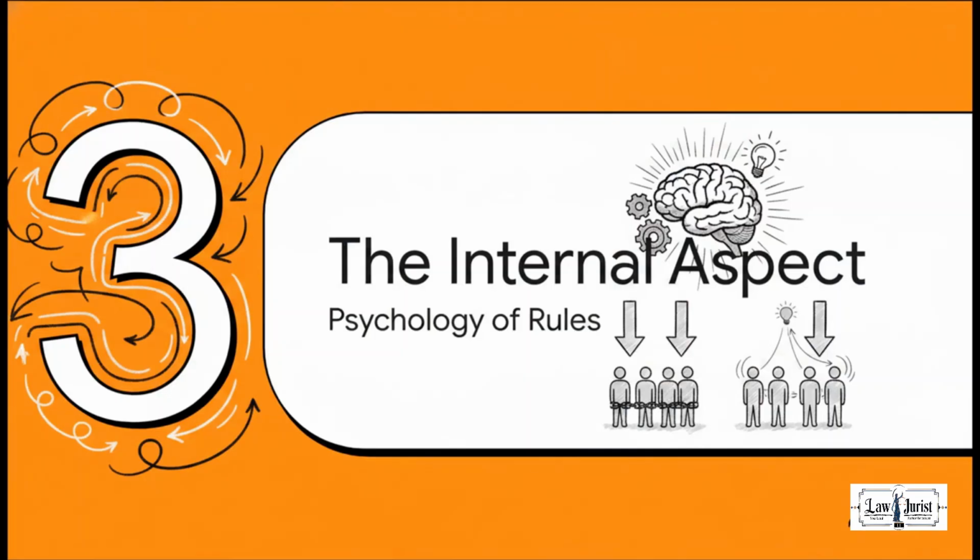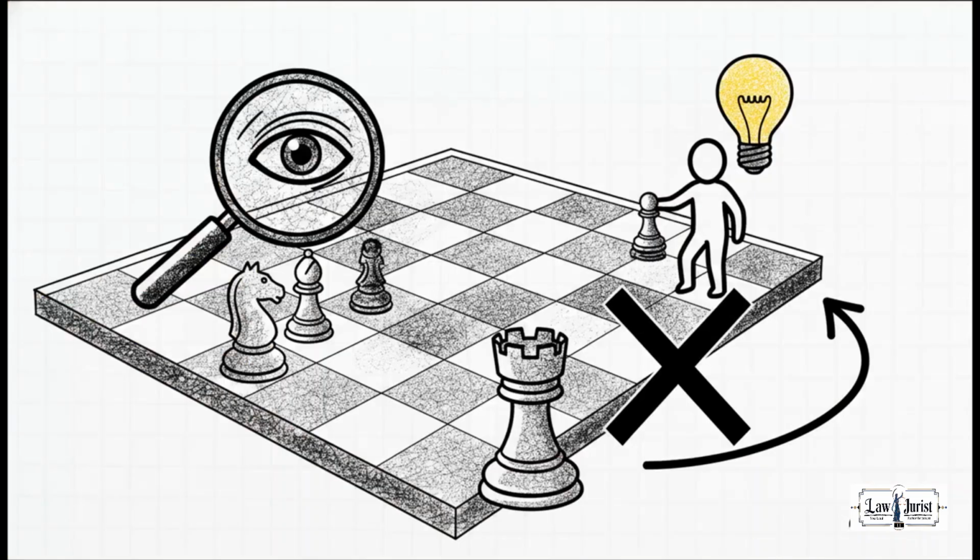All right, Section 3, the internal aspect and the psychology of rules. This realization leads directly to what is arguably Hart's most vital contribution, the psychological dimension of rules. He argued that Austin's command theory treated people like robots just reacting to threats, completely missing what Hart famously called the internal aspect of law.